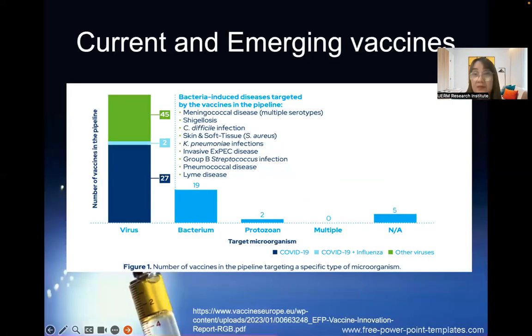So what are the current and emerging vaccines that are being developed in the market? So there are COVID-19 vaccines that are being developed. There's a combination of COVID-19 and influenza, and other vaccines are being developed as well for other viruses, as well as for bacteria, for protozoan, and some other agents.